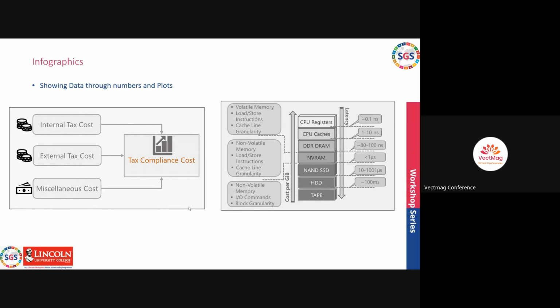This is a humanities paper, a management or finance paper. Tax compliance cost is composed of three things: internal tax, external tax, and miscellaneous tax. Here is a computer science article. You have various different kinds of memories, CPU registers, CPU caches, and things like that. It summarizes the latency in them, and the latency is shown here on this side.